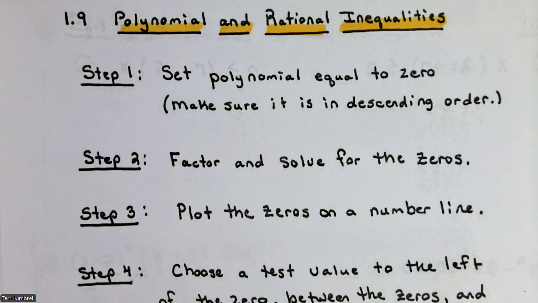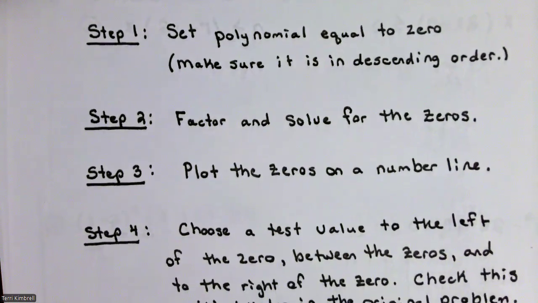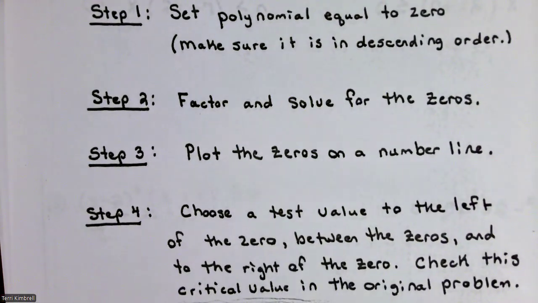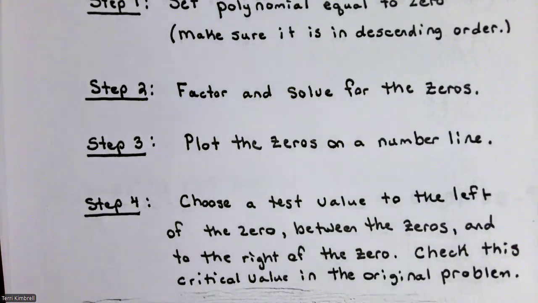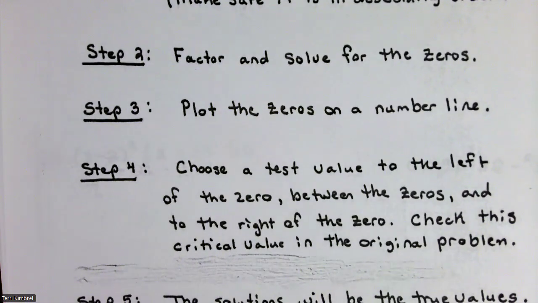The second step is you want to factor and solve for the zeros, like we have been doing in the unit. Now, the third step is you're going to take these zeros and you're going to put them on a number line. After you have put them on a number line, you're going to choose a test value to the left of the zero, between the zeros, and to the right of the zero. These are going to be called your critical values or your test points.